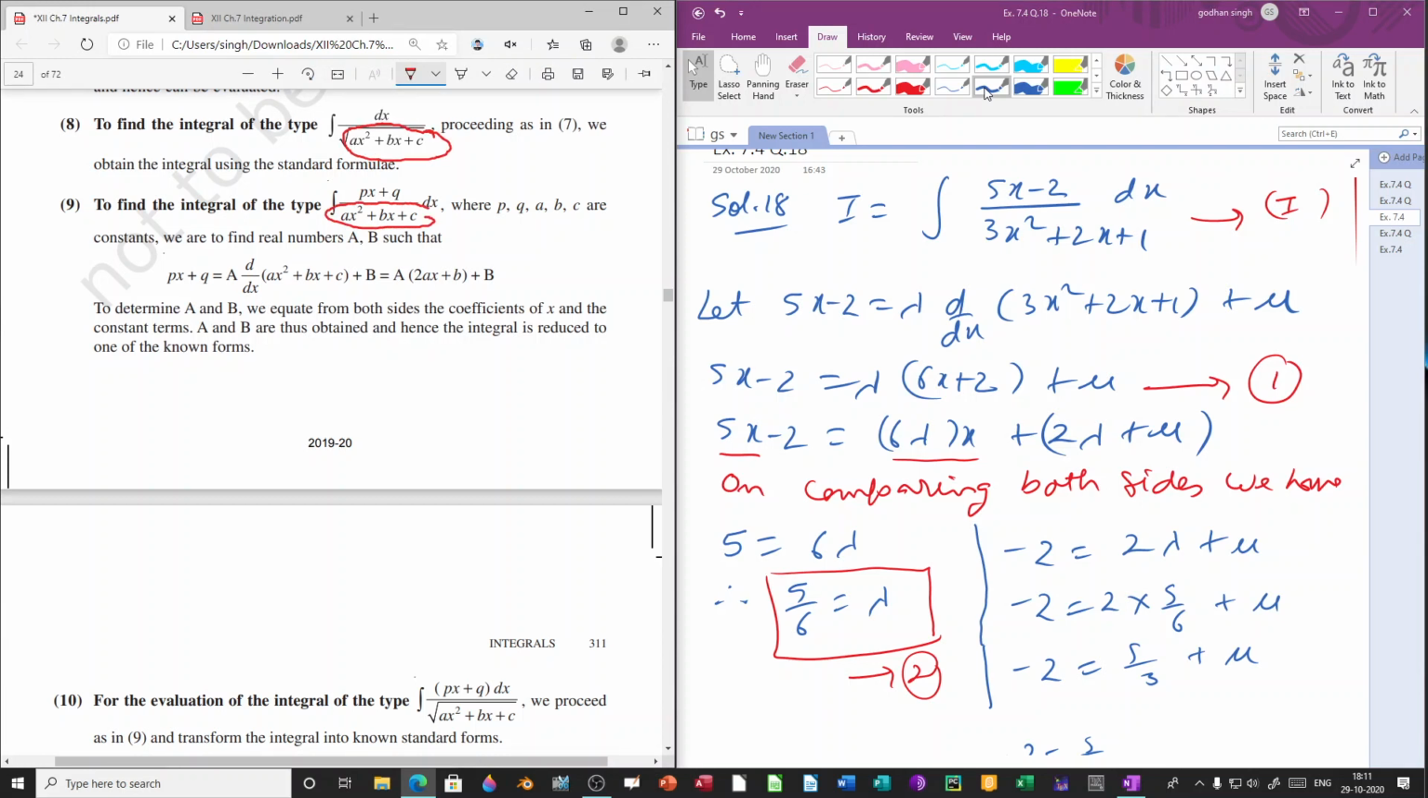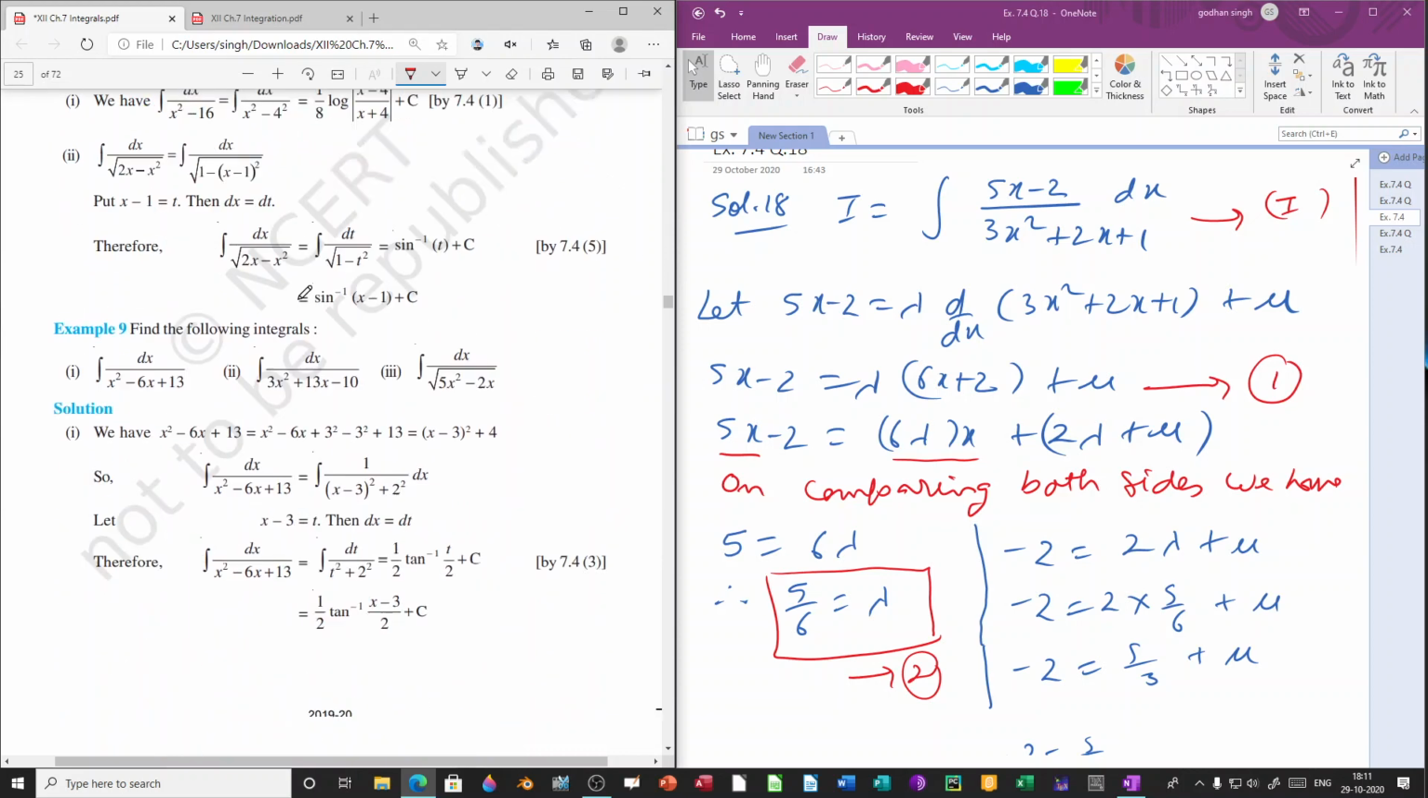So we will rewrite px plus q as a into d by dx of ax square plus bx plus c plus b, or we can write, as we have done in this case, px plus q equal to lambda times d by dx of ax square plus bx plus c plus mu, and we will follow the same steps and definitely you will get the answer.